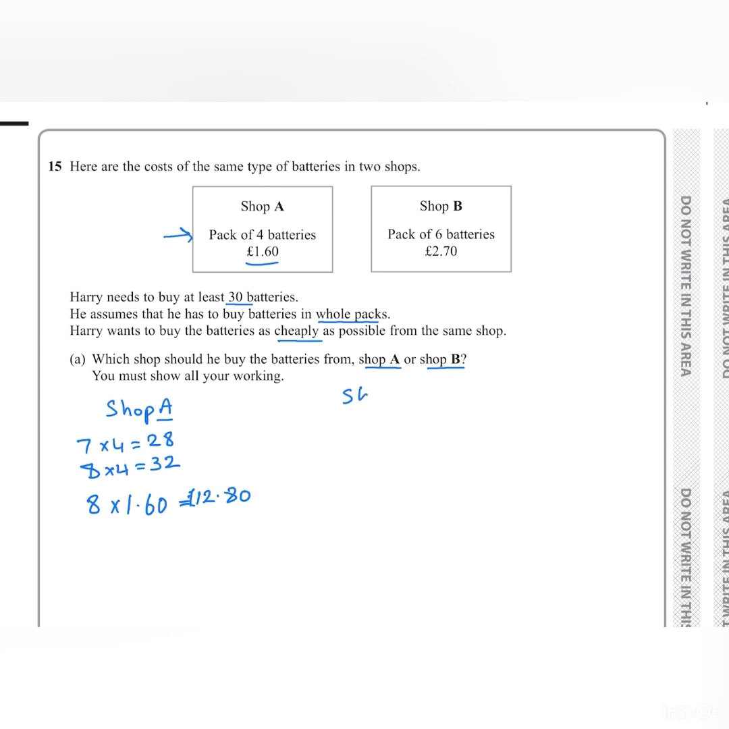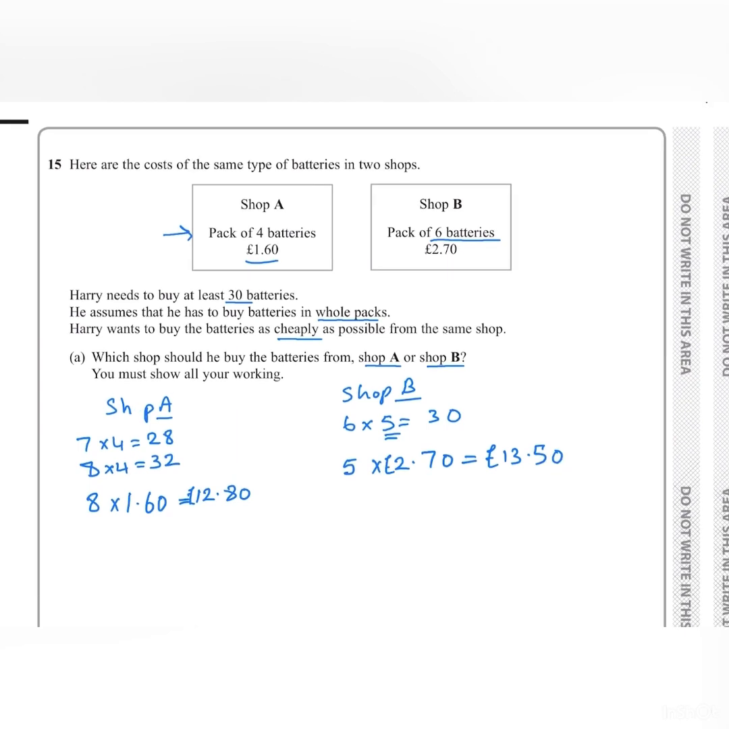Now shop B, the packs are sold in 6 batteries, and he needs at least 30. So 6 times by 5 is 30. So he will need 5 packs from this shop. So if he buys 5 packs from here, 5 times by £2.70, that is £13.50. Okay, so which shop would he buy from?